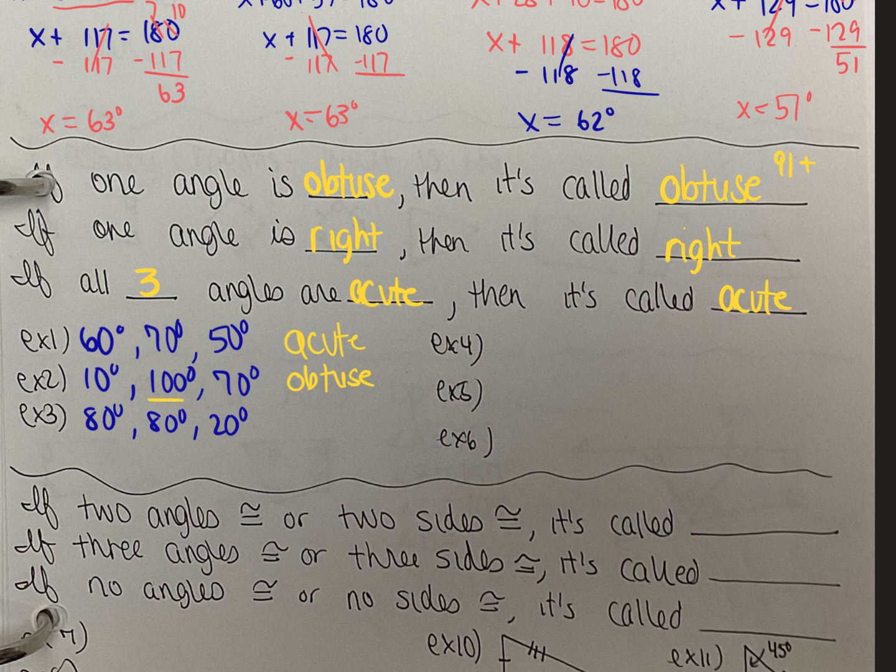80, 80, 20. That would be acute. Example 4: 30, 60, 90. What would a 30, 60, 90 triangle be? That would be a right triangle because it had one right angle. Okay, example 5.